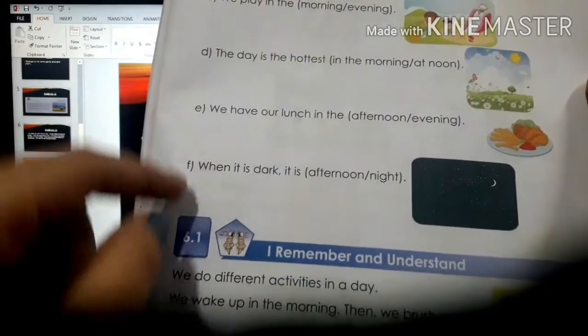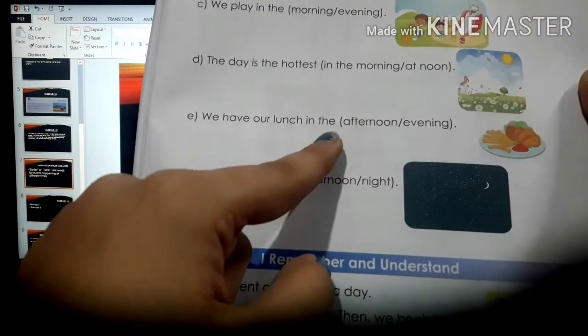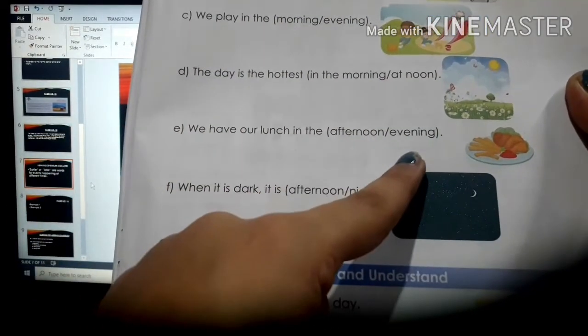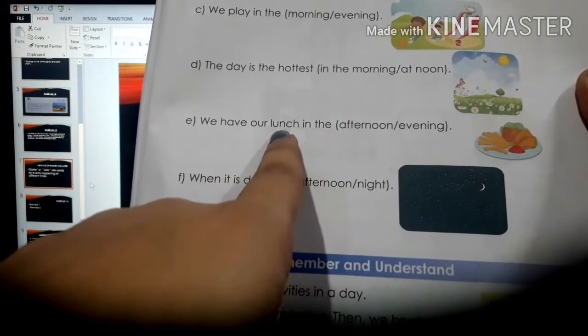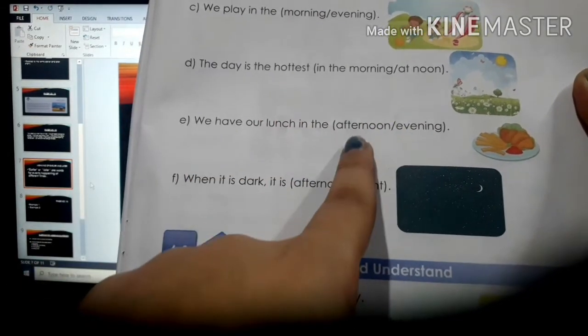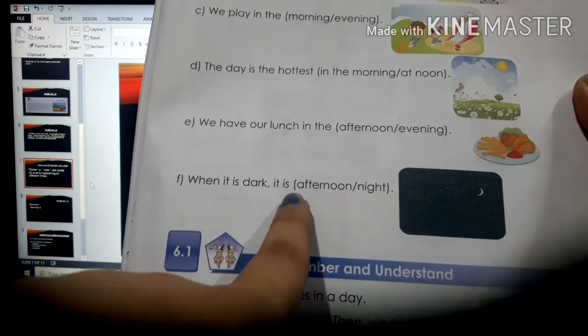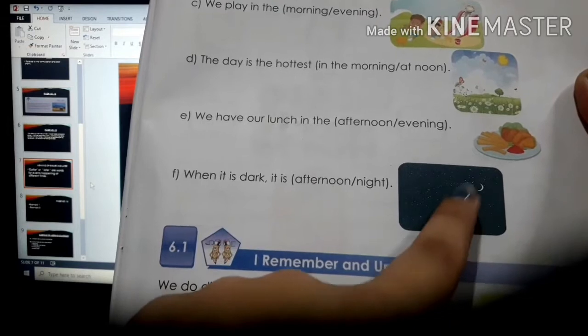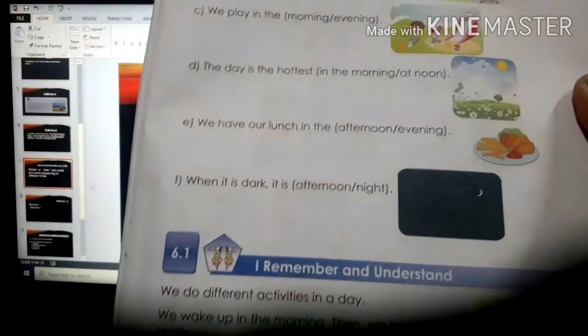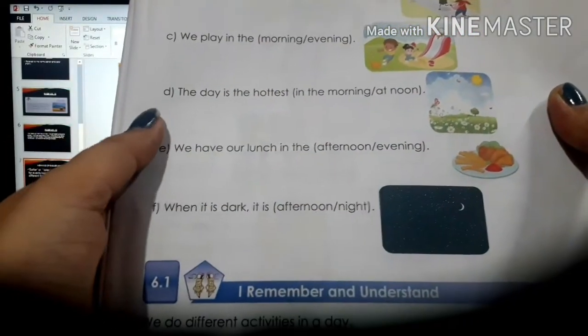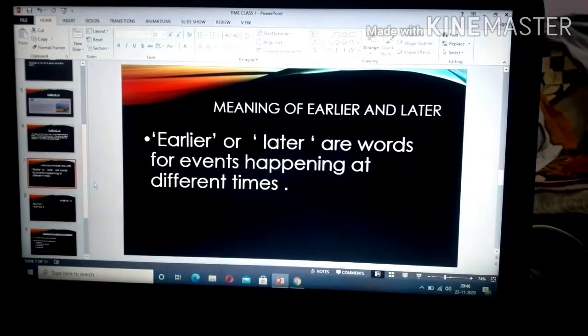Then next, we have our lunch in the afternoon or evening. Lunch time is what? Lunch time is afternoon. Next, when it is dark, is it afternoon or night? When it is dark, children, what is it? It is night. So have you all done? Okay, then let's move to the next.